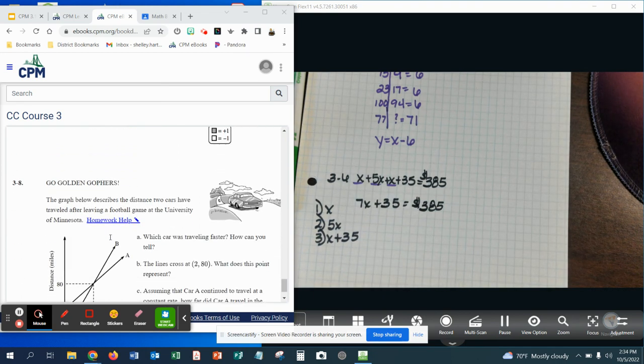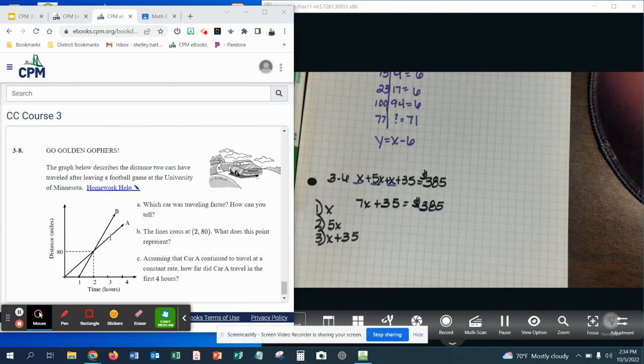For honor students, I think you need to do 3-8, but I think you'll be able to read that graph.